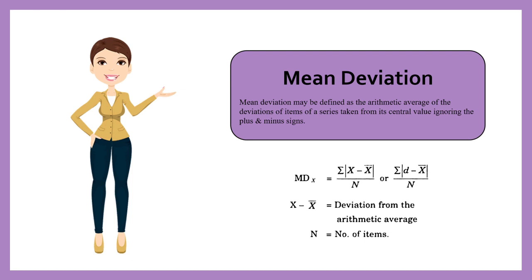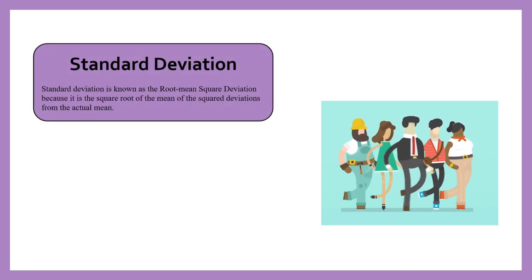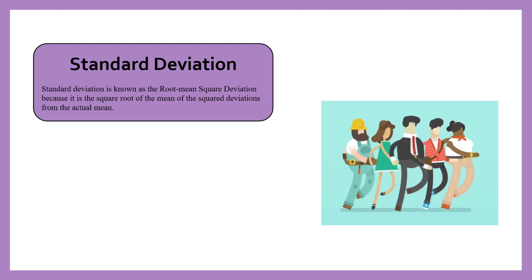MD equals summation |x - x̄| upon n, that is summation |d| upon n, where |d| is the modulus or absolute value of deviation from mean or median or mode ignoring signs, MD is the mean deviation and n is the number of items or observations of the series.